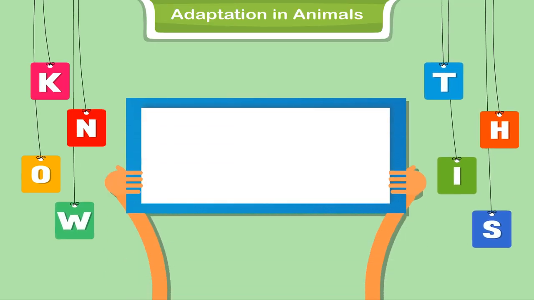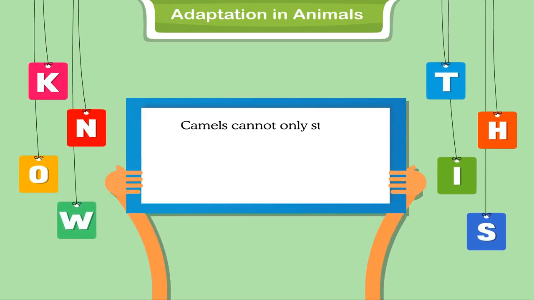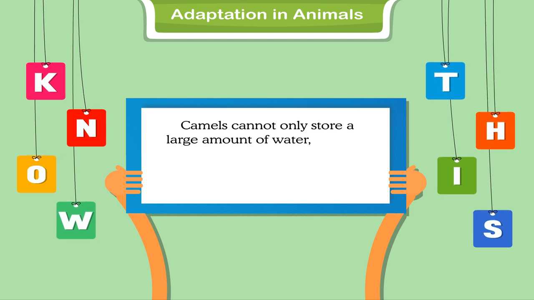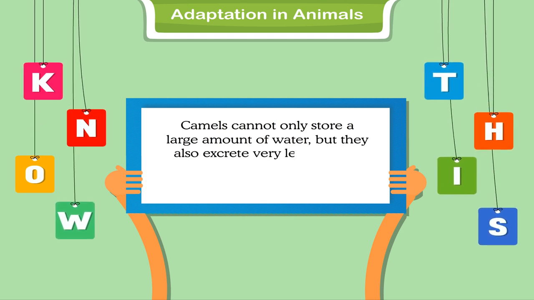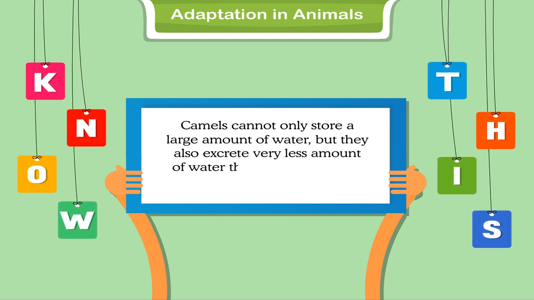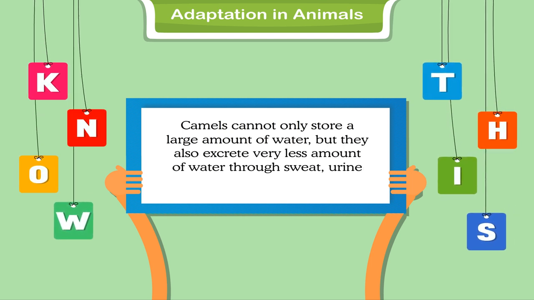Know this. Camels can not only store a large amount of water, but they also excrete very less amount of water through sweat, urine, and feces.